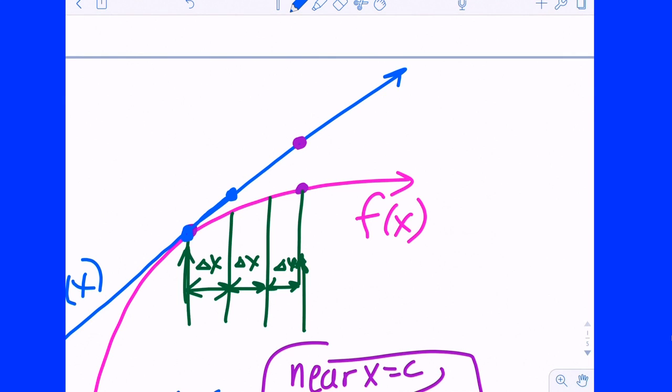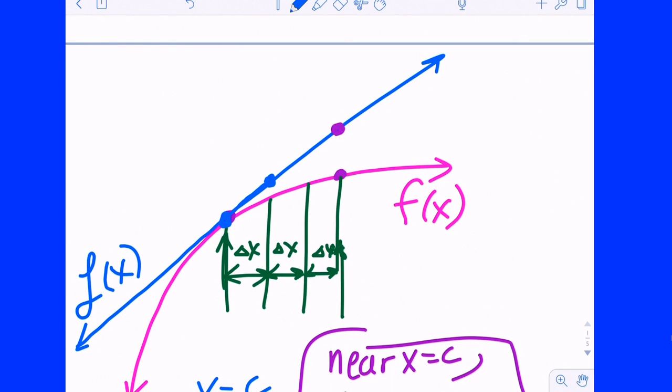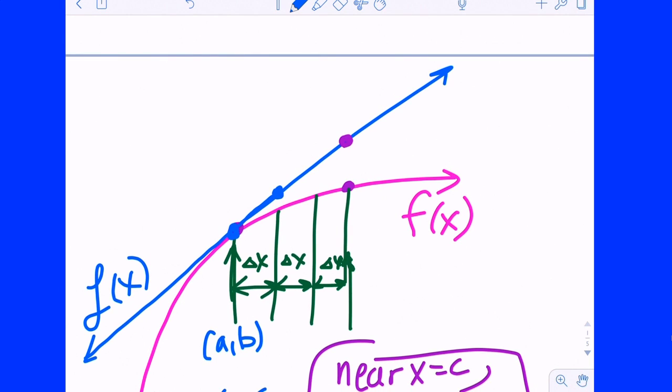When I step out that far, what I could do is I could figure out what my new value is. Let's say we're starting at the point a comma b, just to make it easy. Then this new value here is going to be a plus delta x, and then b plus delta y. And I can figure out what that new point is if I know the slope of that line and the point that I started with. That's all I need to get the new point.